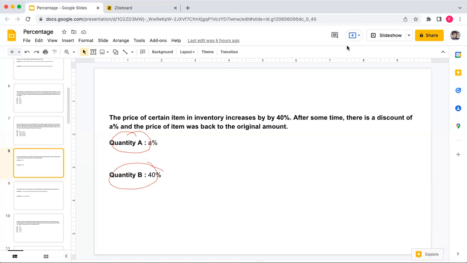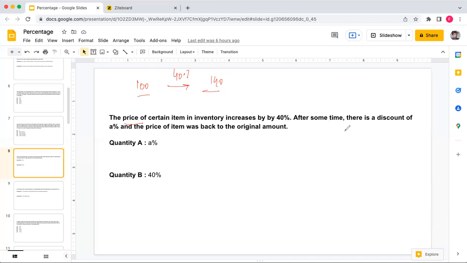The answer is B. Yes. Now see, the question is saying that the price of a certain item in inventory increases by 40%. In such a scenario, it is better to assume a value because there is no solid value given. So if I assume 100 as the initial price, and there is an increase by 40%, what will be the value? That will be 140, right?